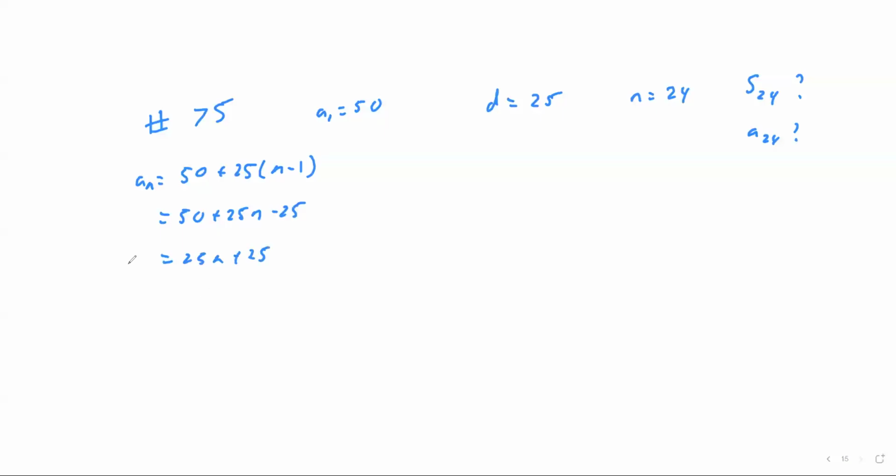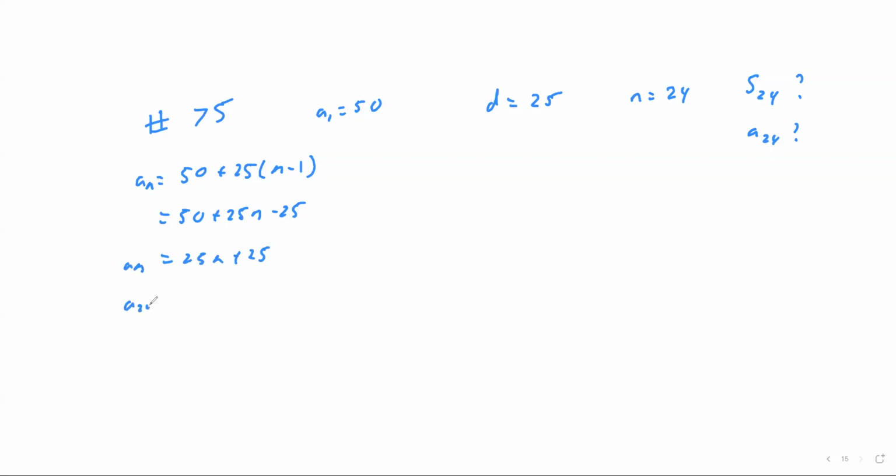Well, monthly payment, that means that'd be 24 for 2 years. And then how much has he paid in the first 2 years? So I also need to know what S of 24 is. So I'm also looking for a sub 24 as well. And that's where we'll start. So a sub n would equal 50 plus 25 times n minus 1. So it'll be 50 plus 25n minus 25. So this would be 25n plus 25. That's my a sub n.